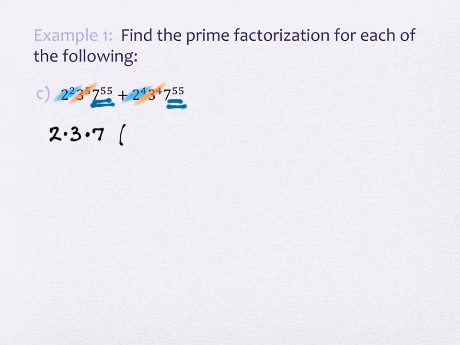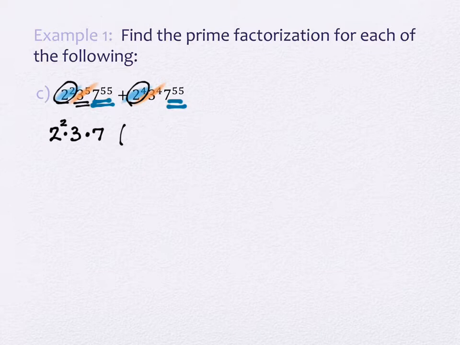What I want to go back and do now is put the highest exponent that they have in common. So for instance, on the 2's, this one is 2 squared and this one is 2 to the 4th. What's the biggest number of 2's that they both have? 2. The first one is 2 squared, so it has 2 2's. The second one is 2 to the 4th, so it has 4 2's. So I've got 2 squared.